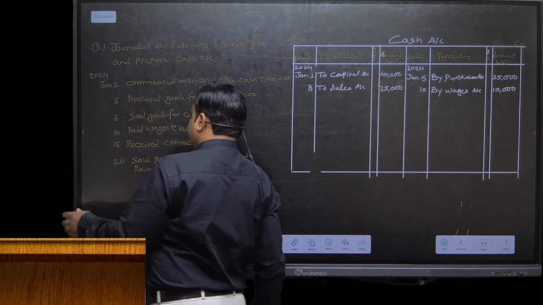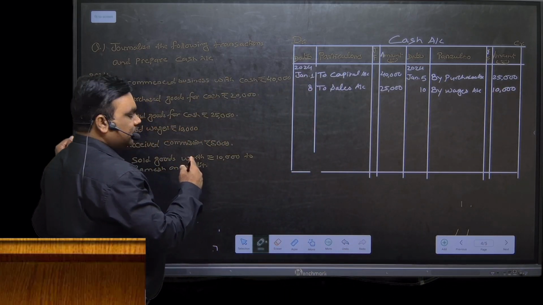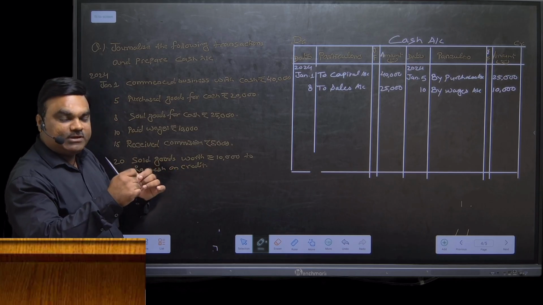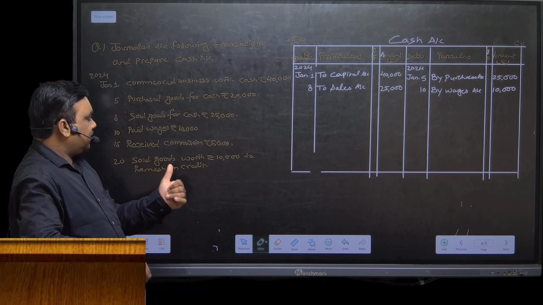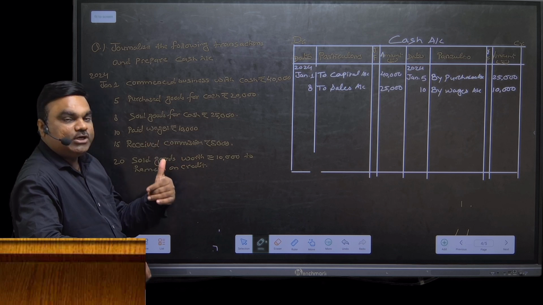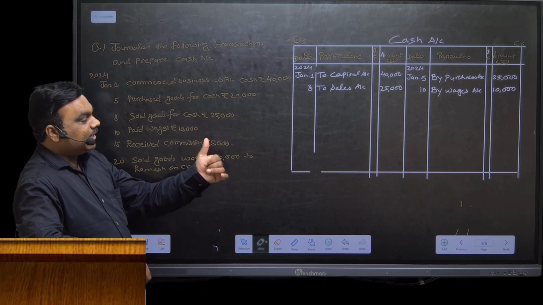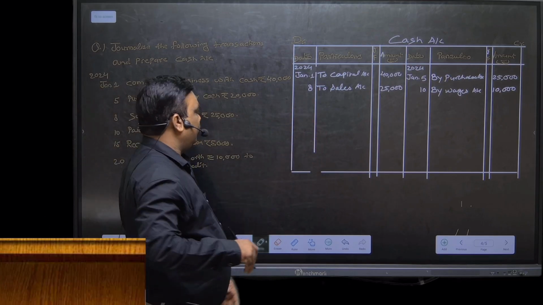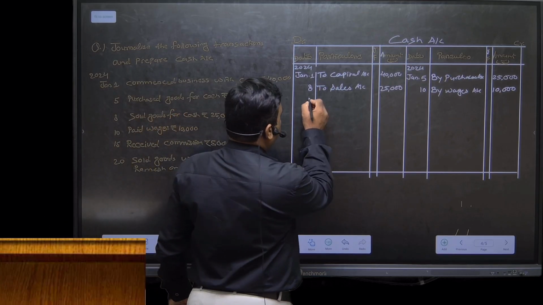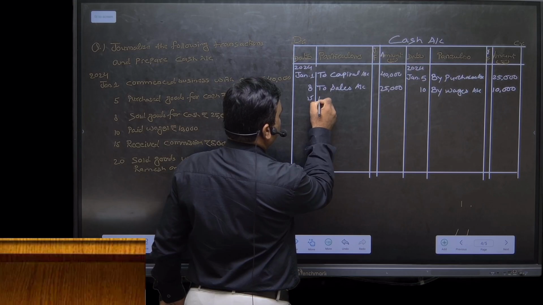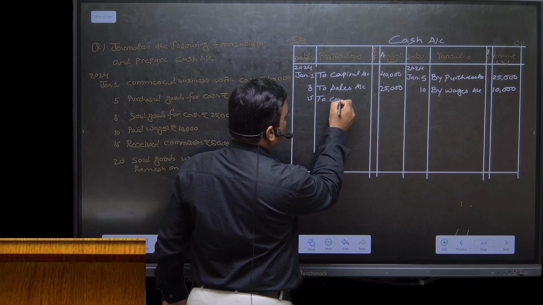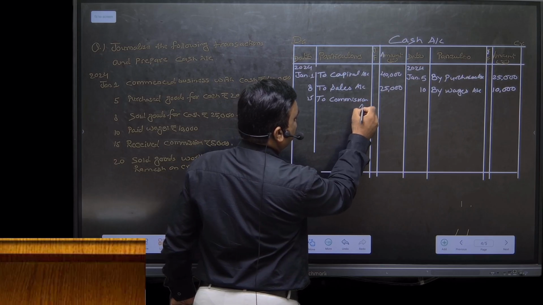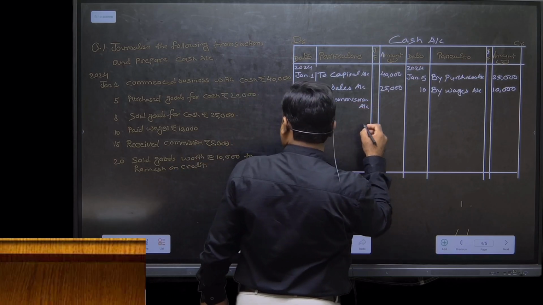What is the next transaction? Received commission rupees 5,000. Received word is given. Whenever received word is given, it means cash comes in. So our entry will be cash account debit to commission account. Again, cash account is debited. So we have to write it on the debit side of cash account. The date is 15th Jan. We have to write here to commission account. And the amount we have to write down is 5,000.